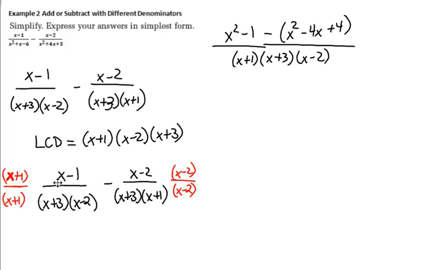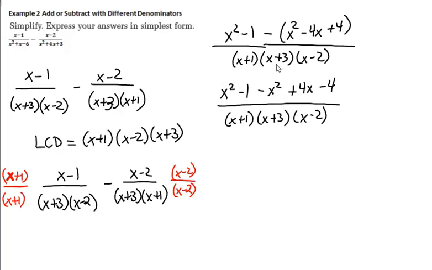So x multiplied by x gives us x squared. Then our inside terms become 1x and negative x. And then our last term is negative 1 when we FOIL it. Same thing here. We're FOILing x minus 2 multiplied by x minus 2. When we expand that, we get x squared minus 4x plus 4. And that's going to be over the same denominator of x plus 1, x plus 3, x minus 2.